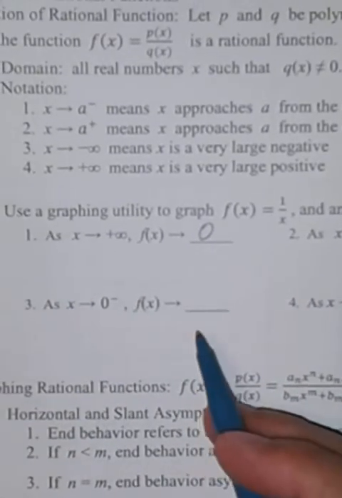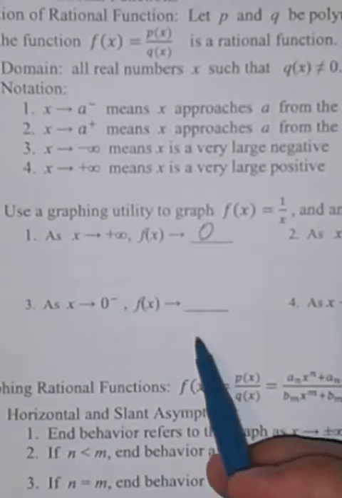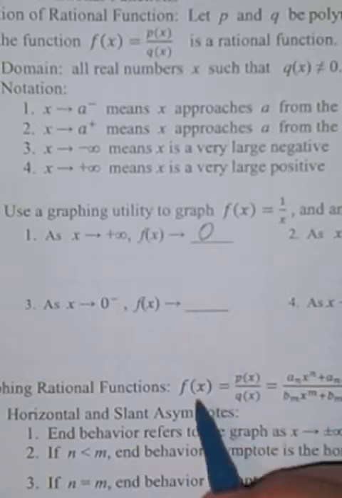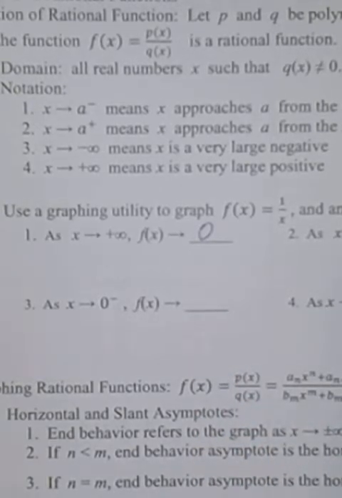All right, number 3, as x approaches 0 from the left, or from the negative side, what does f of x approach? Okay? So, let's consider some numbers. Let's start at x equals negative 1 from the left. So x equals negative 1 gives us f of x equals negative 1. X equals negative 0.1, which is negative 1/10, gives us f of x equals negative 10.